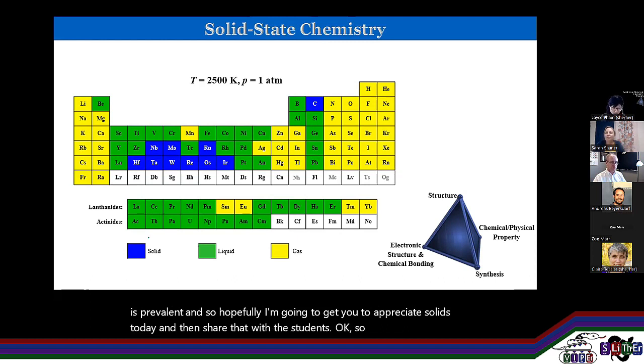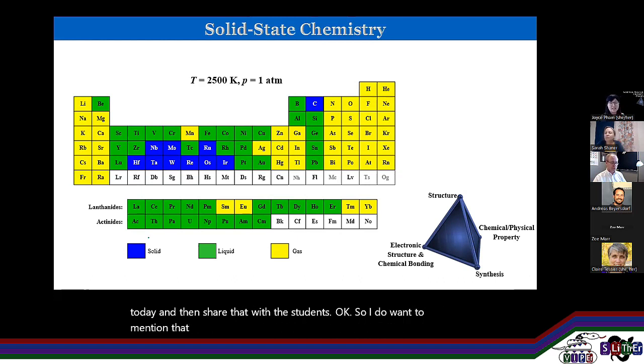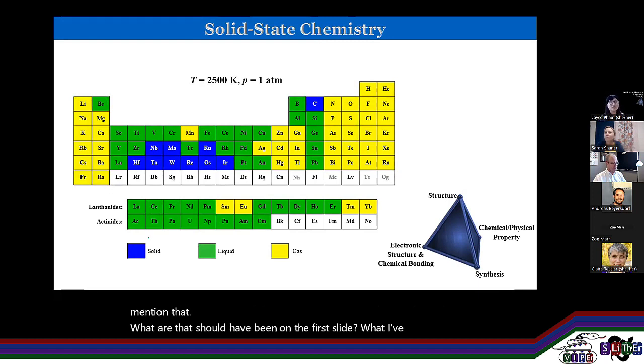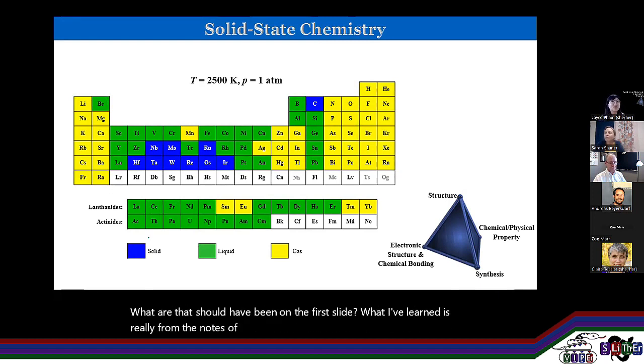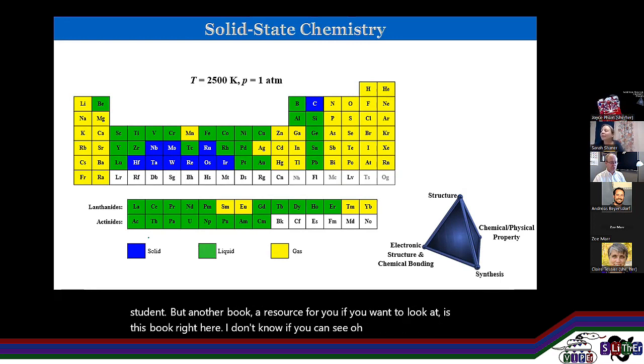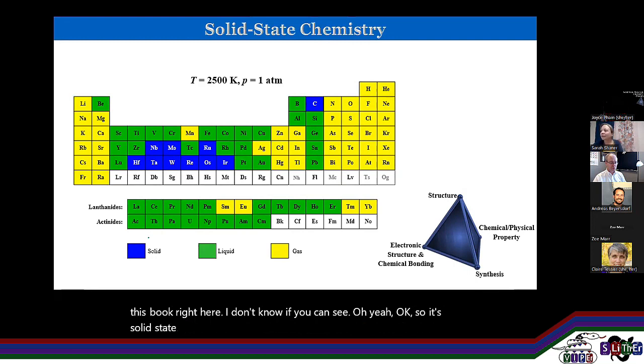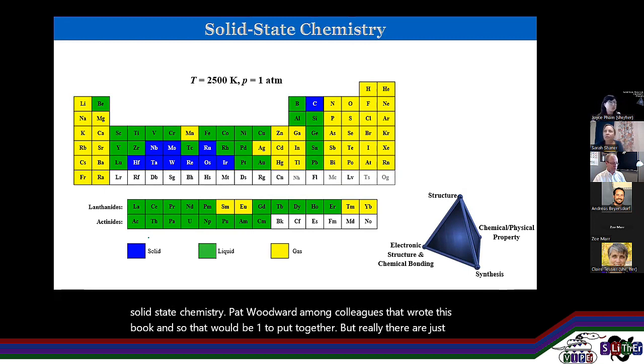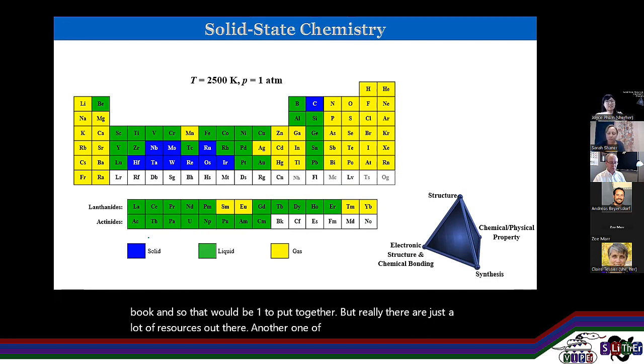Okay, I do want to mention that this should have been on the first slide. What I've learned is really from the notes of Gordy Miller at Iowa State University as a grad student. But another resource for you if you want to look is this book right here. It's Solid State Chemistry, by Pat Woodward, among colleagues that wrote this book. But really, there are just a lot of resources out there. Another one, if you're interested in synthesis, would be this book right here, another good book.